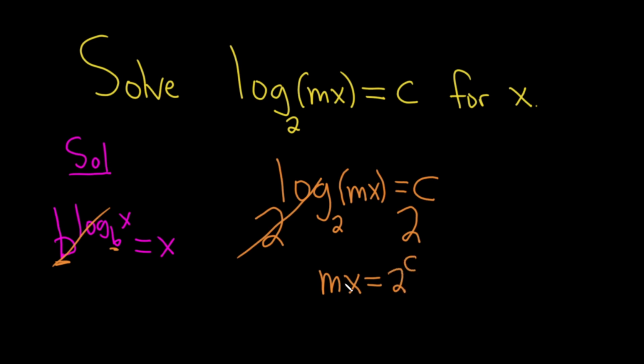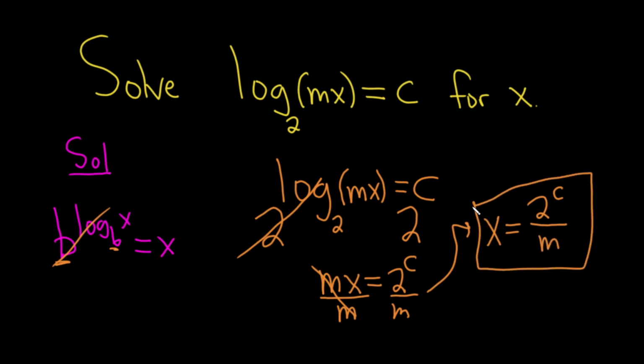We're looking for x, but it's being multiplied by m. So in order to find it, we'll just divide by m. Divide by m. We're left with x equals 2 to the c, all divided by m. And that would be the final answer.